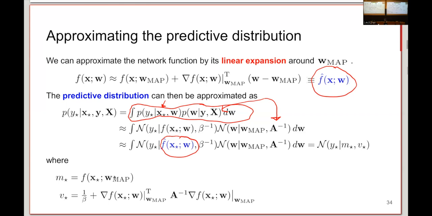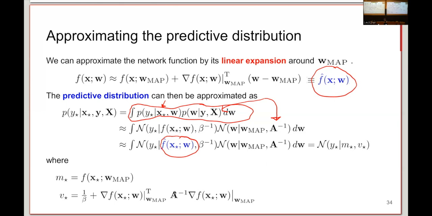And then the variance is going to be the noise variance in my linear model, beta minus one, plus the randomness that comes from W. The randomness that comes from W is just given by its covariance matrix, A to the minus one. And then this constant that is multiplying W here is the gradient vector. So that's why I have the gradient vector here multiplying on both sides. So this gives me an analytic solution to the predictions of this Laplace approximation in neural networks.